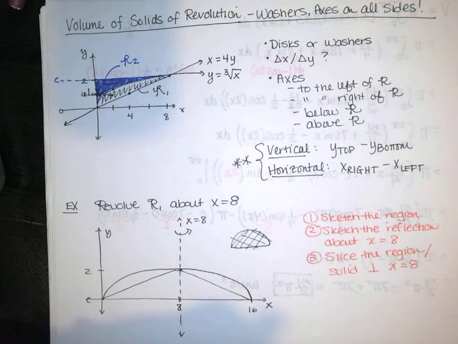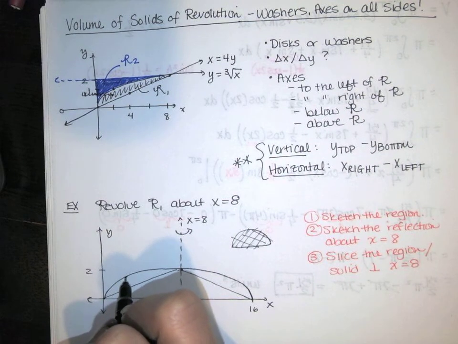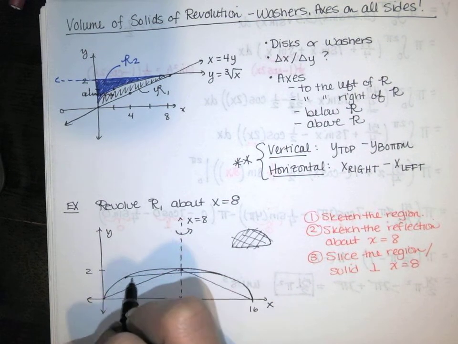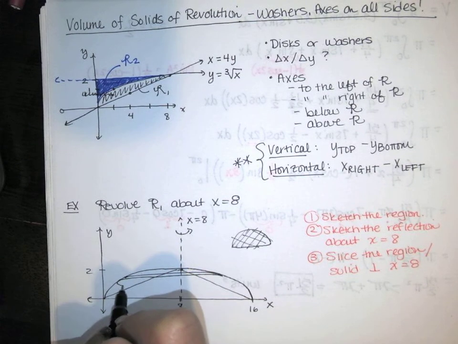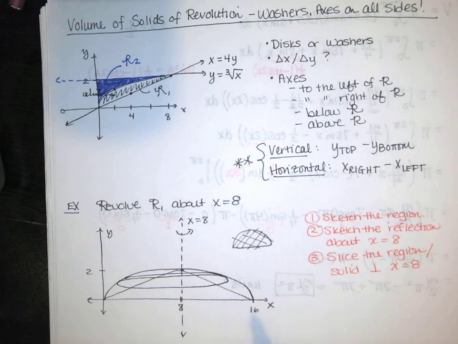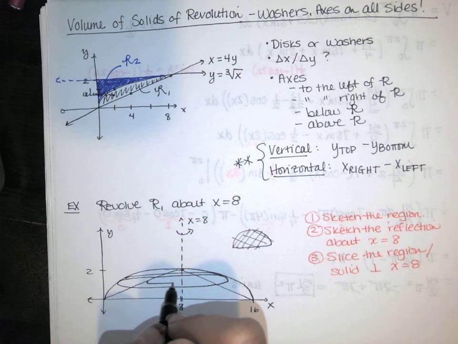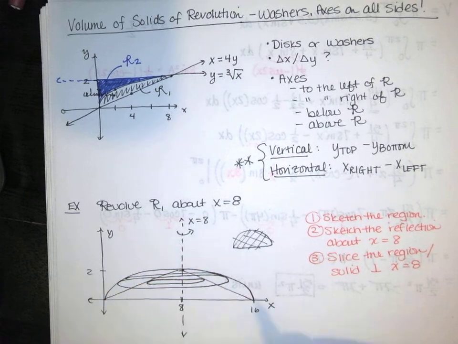Okay, so now I'm slicing perpendicular to this axis. When I do, I get something that looks like this. This is hard to do. See, that's what my disc would look like, but there's a gap here in the middle. So these aren't discs, these are washers. Looks like Salvador Dali made it or something.